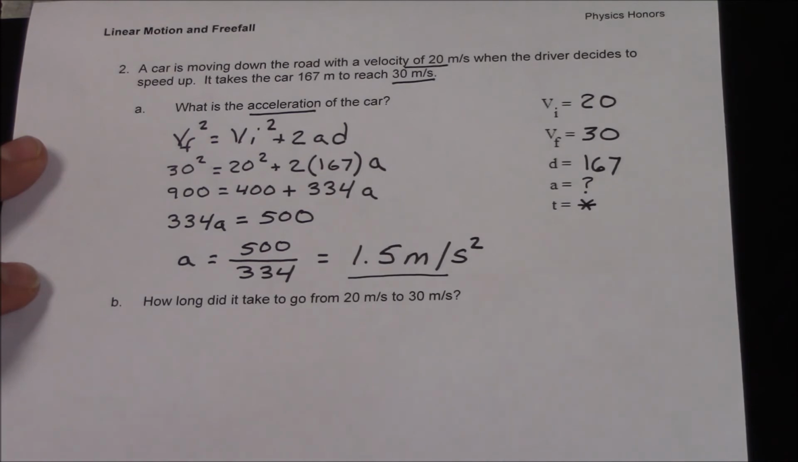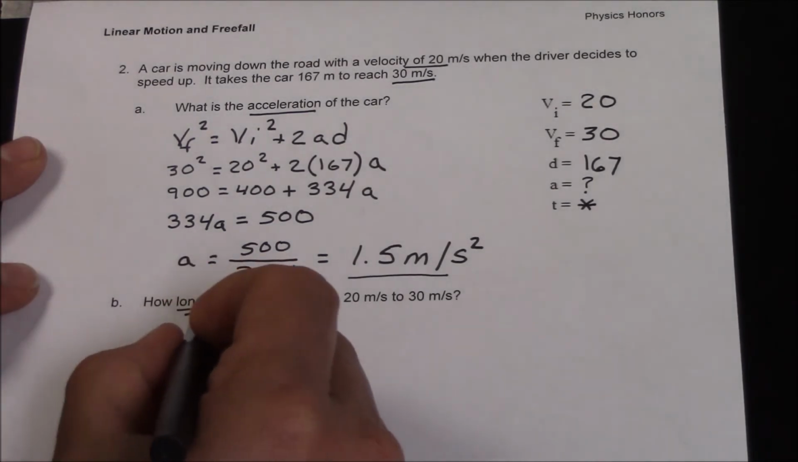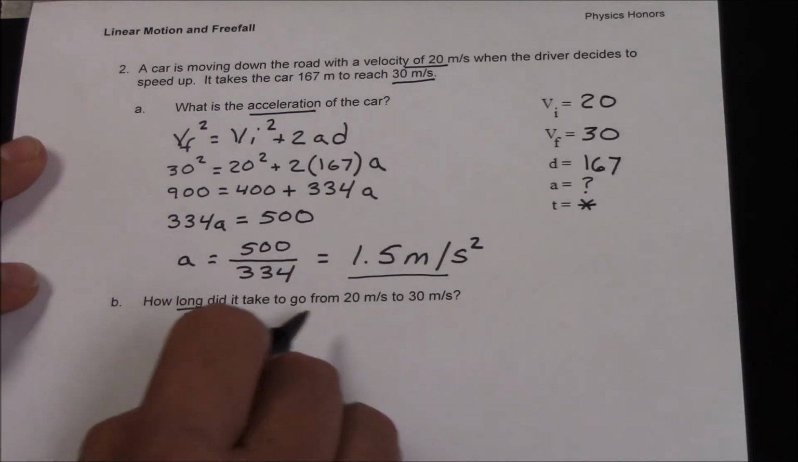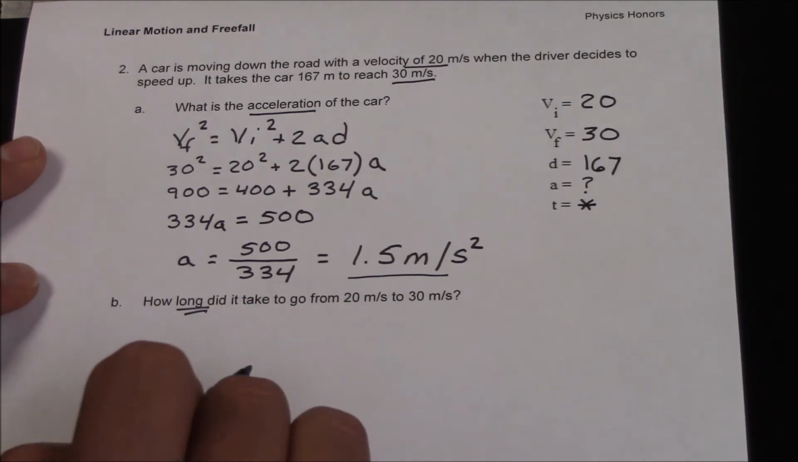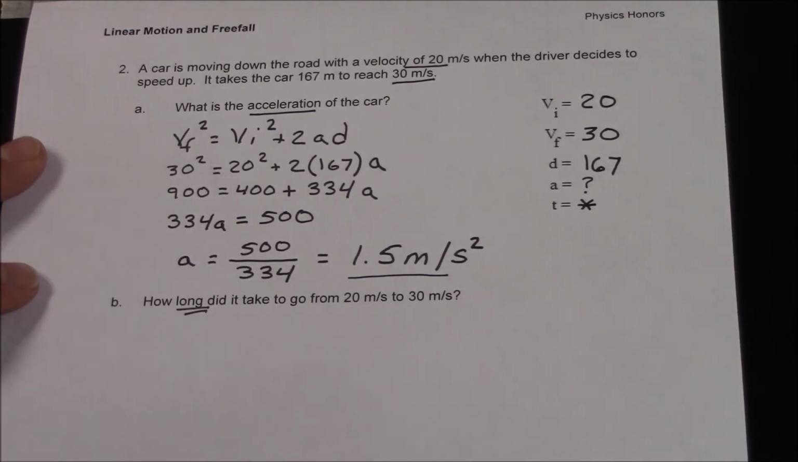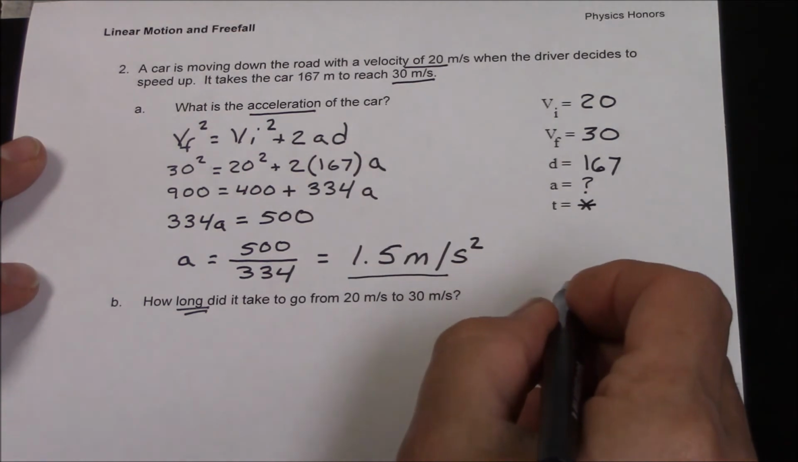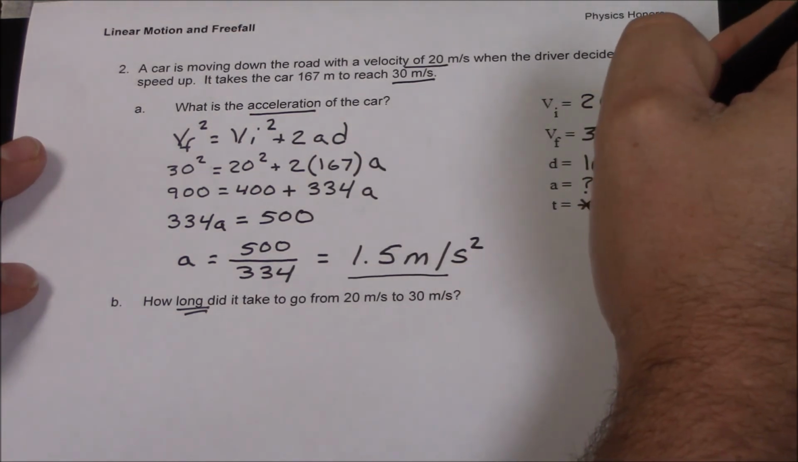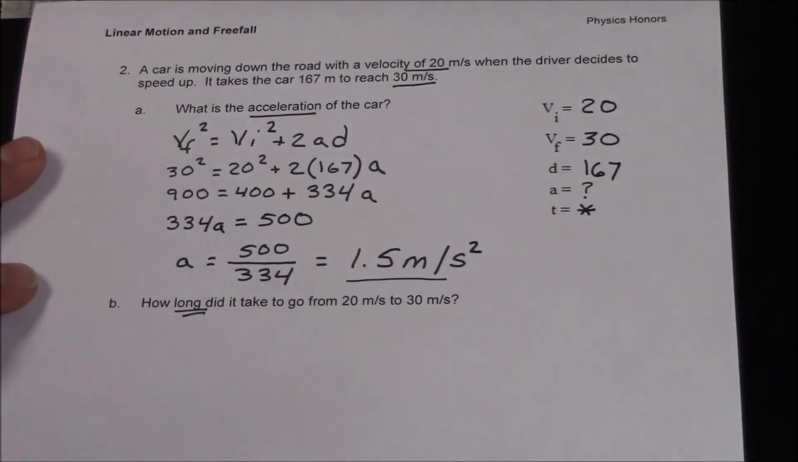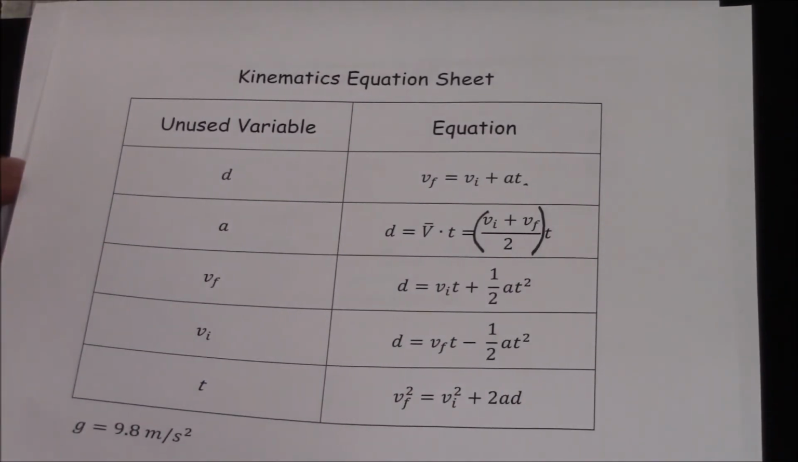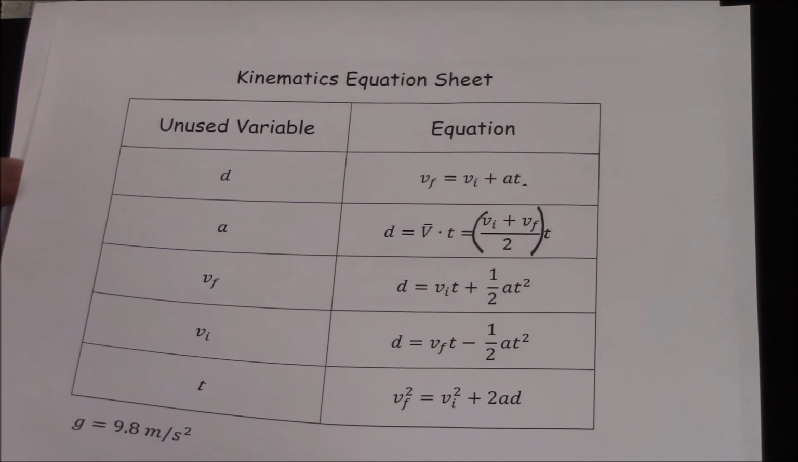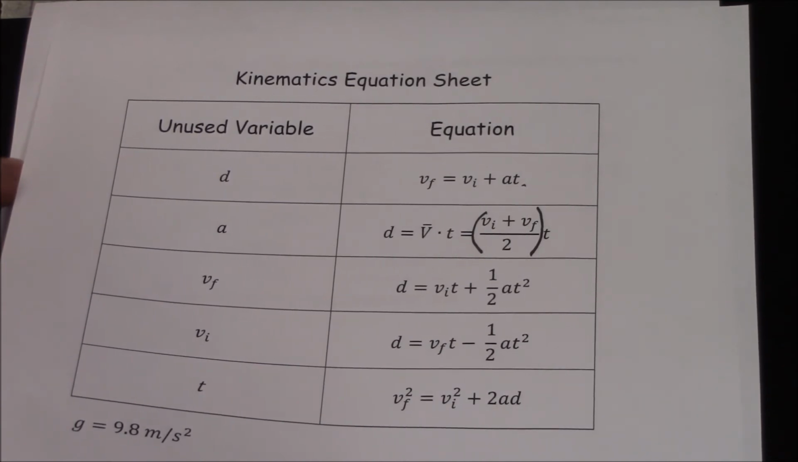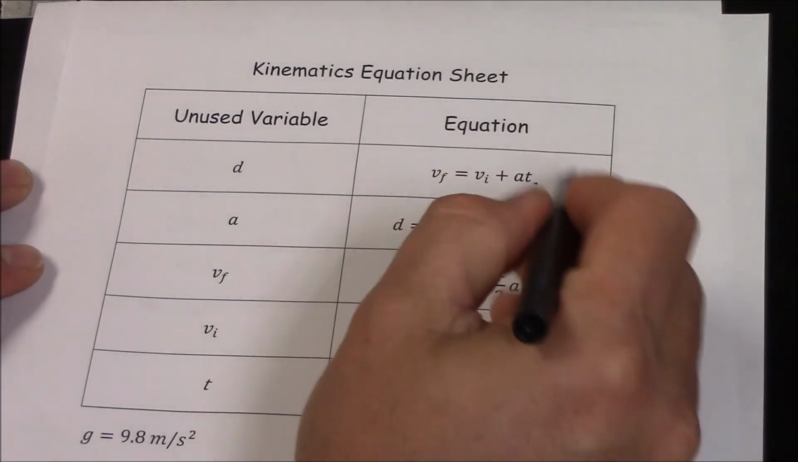Alright, next part of the question is how long did it take? How long is time? Alright, so back to this, we have all of our variables now except time, so we can use any equation that makes it easy on us. The equation that makes it easy for us is equation number 1. Equation 1, right there.